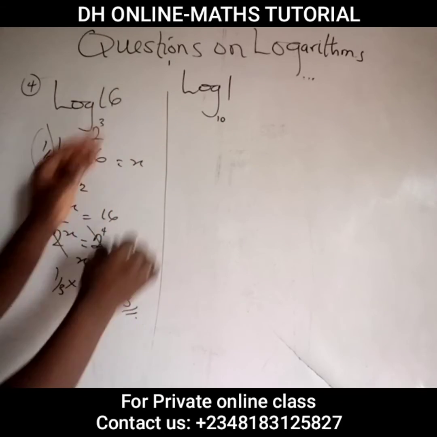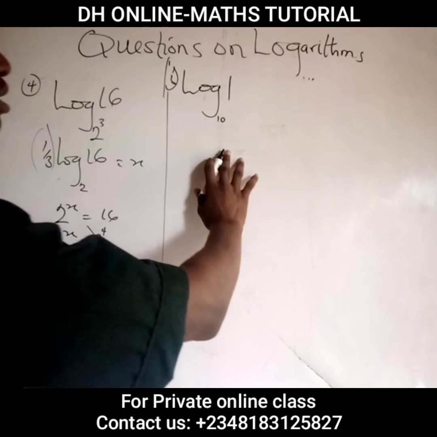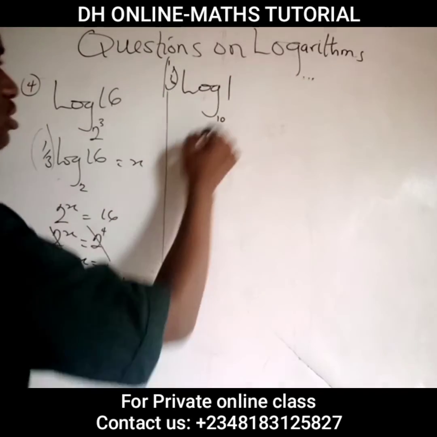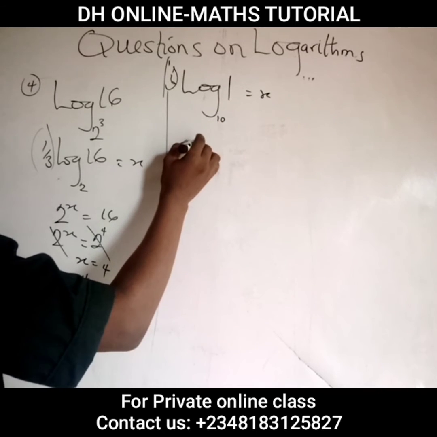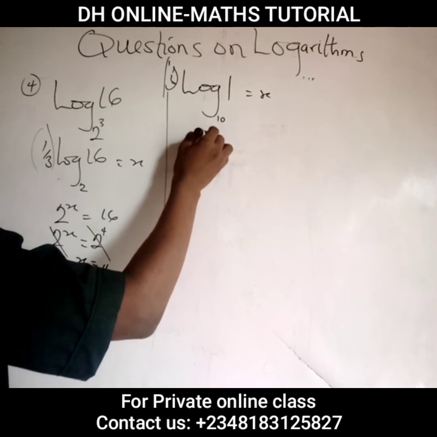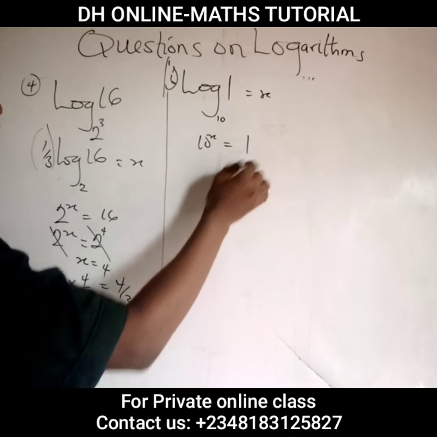Next one here, that's 5. Good. Log 1 to the base of 10. What do you do here? Very simple, you say equal to x, right? So that gives you 10 to the base of x equal to 1, and you drop the 1 here.